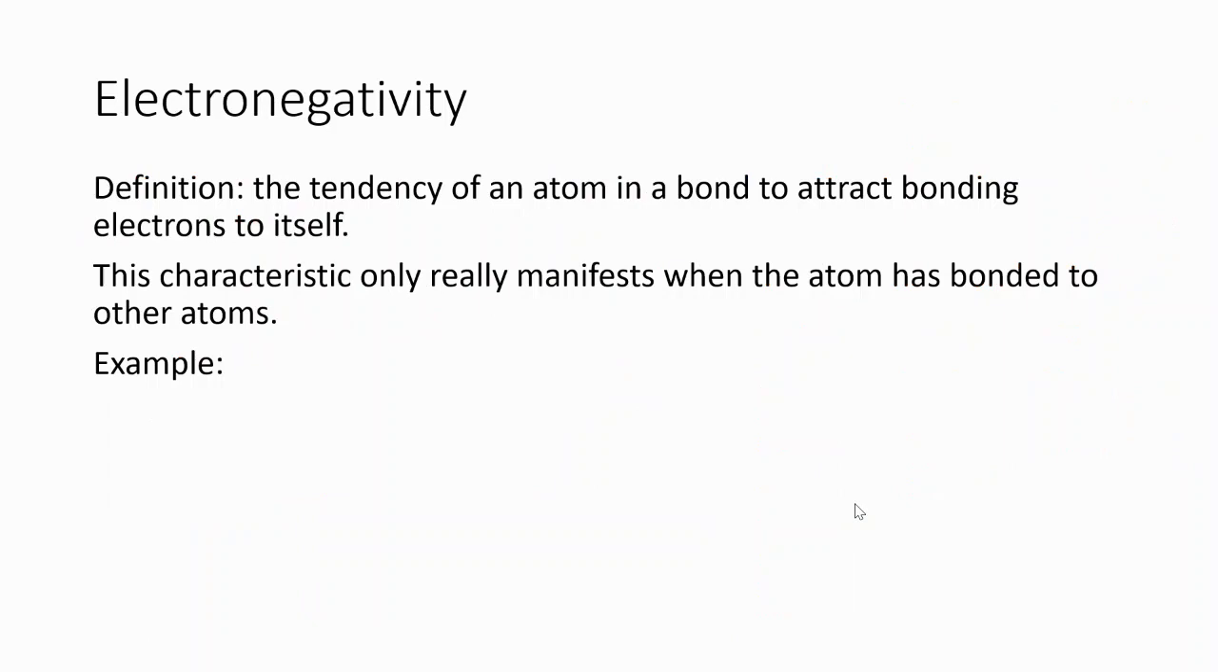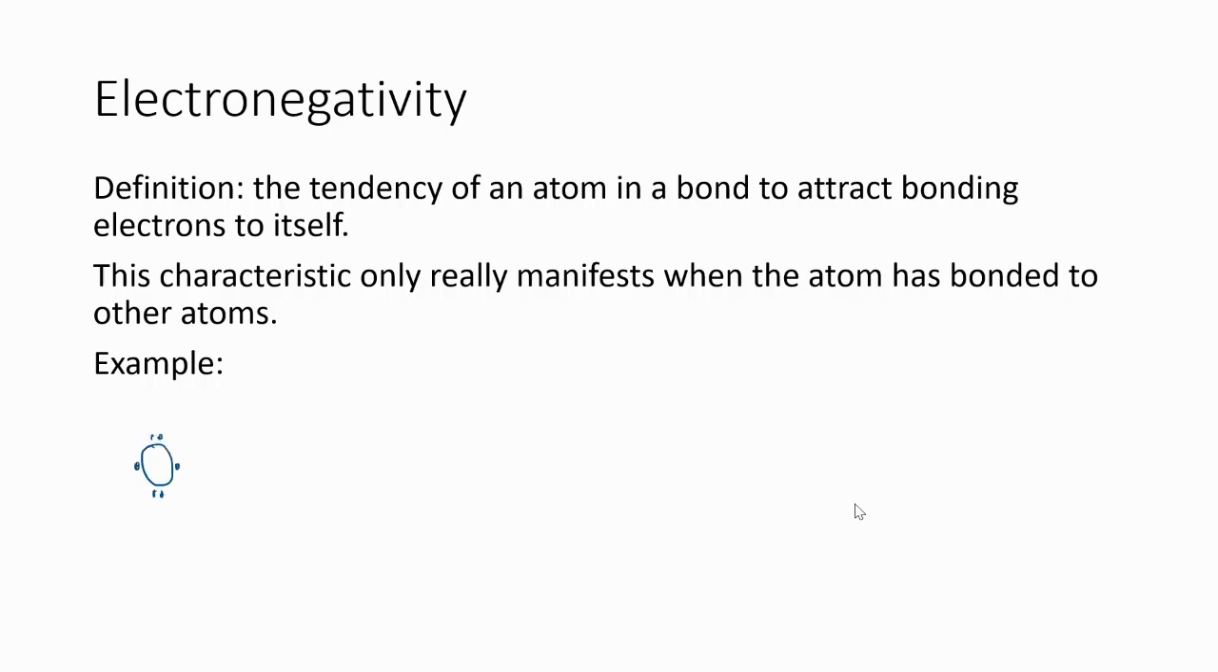Electronegativity. So the definition is the tendency of an atom in a bond to attract bonding electrons to itself. Now, this characteristic only really manifests when the atom has bonded to other atoms. Let's look at an example.